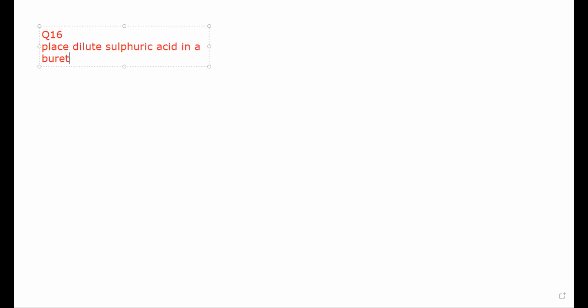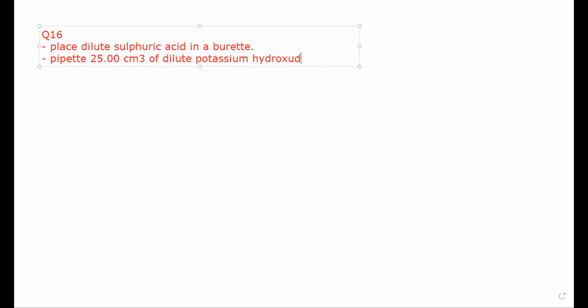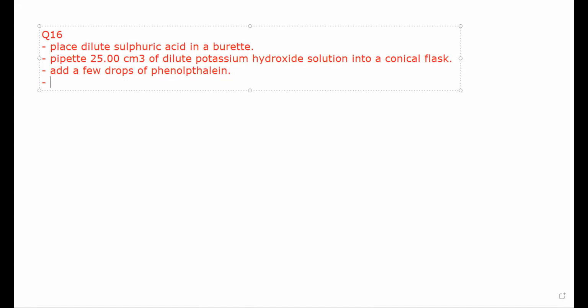Place the dilute sulfuric acid in a burette, and what's next? What is the next step? Using a pipette filler, use a pipette to transfer 25.00 cm³ of potassium hydroxide solution into a conical flask. And 3, add a few drops of indicator. What indicator is possible? It can be phenolphthalein. Methyl orange is also acceptable in this case.